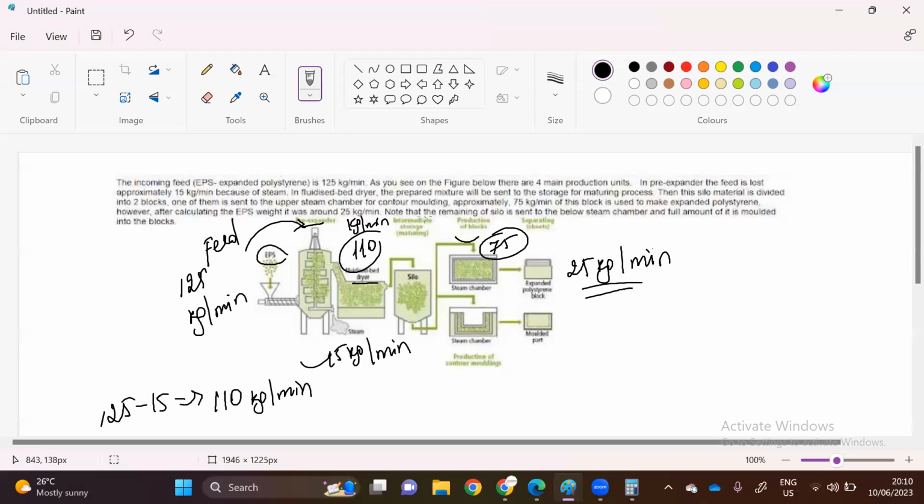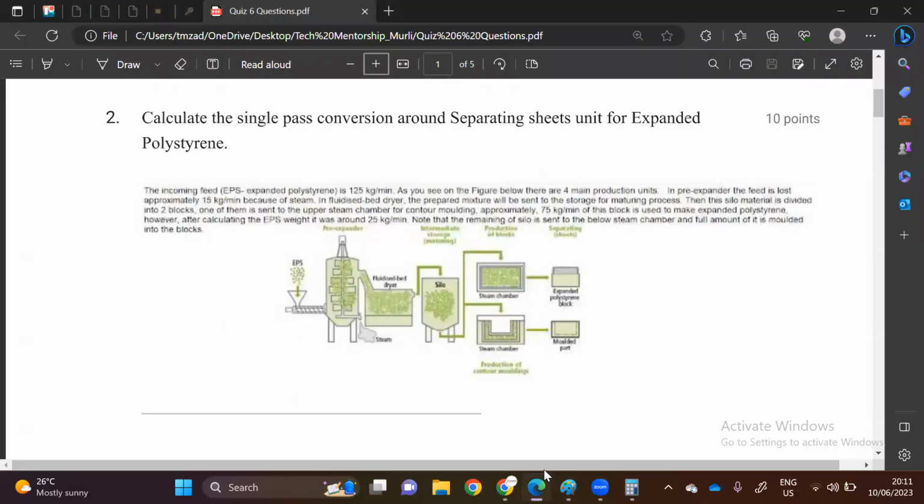Next, note that the remaining silo material is sent to the below steam chamber here, and the full amount of it is molded into the blocks. So we don't know about the remaining steam chamber in the below section, but it says that there is no loss like in the upper section. The total amount of this molding material from the silo will be the molded part as a separating sheet. So let's see what the question is and how to calculate the problem.